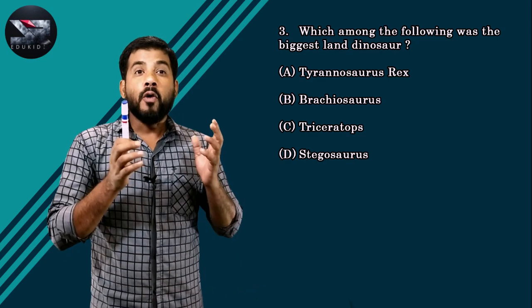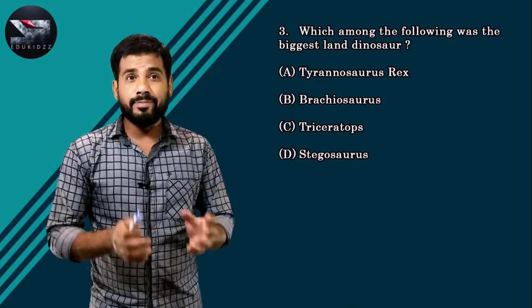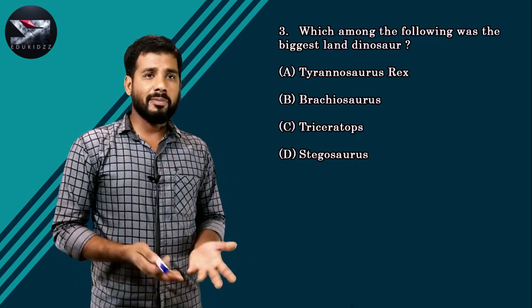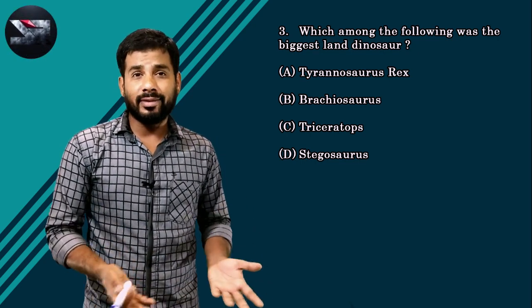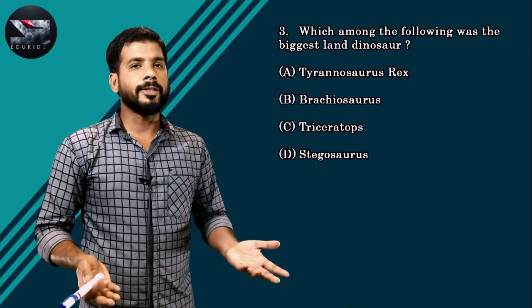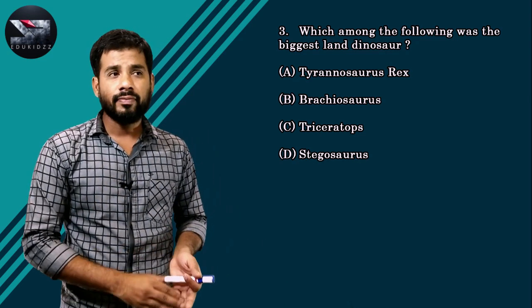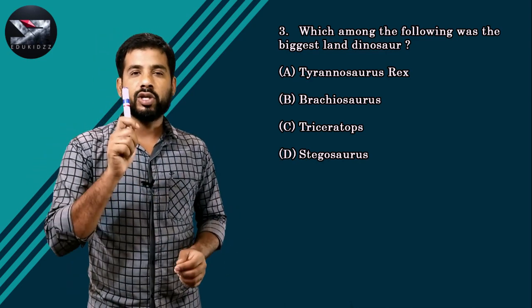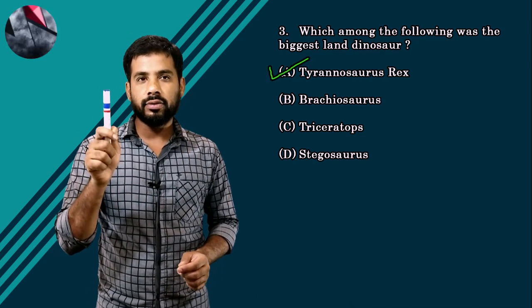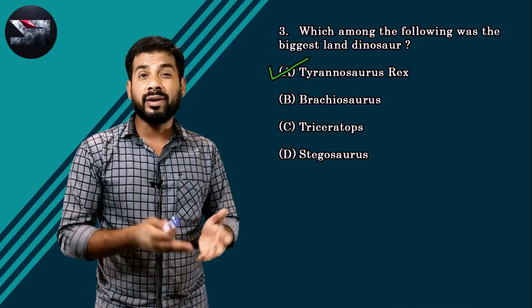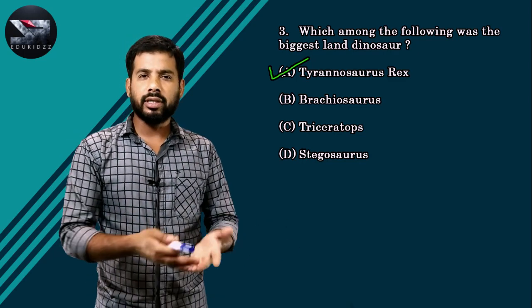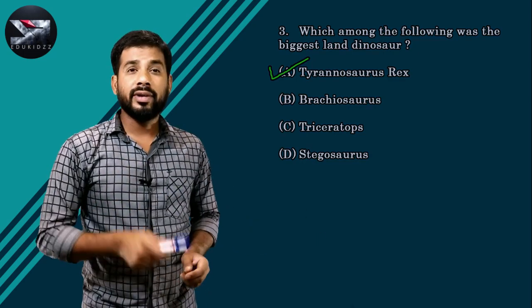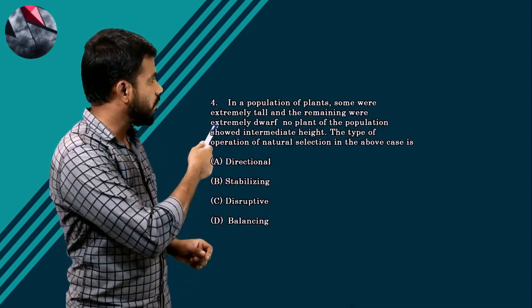So here, which among the following was the biggest land dinosaur? Remember, this is the question based on your knowledge. That's it. If you have knowledge, you can answer. So this is a very direct question. So answer for this question is option 1. Option A is the right answer. That is Tyrannosaurus rex. Whereas remaining option B, option C and option D are the wrong answer. You just eliminate that. Now let us take question number 4.